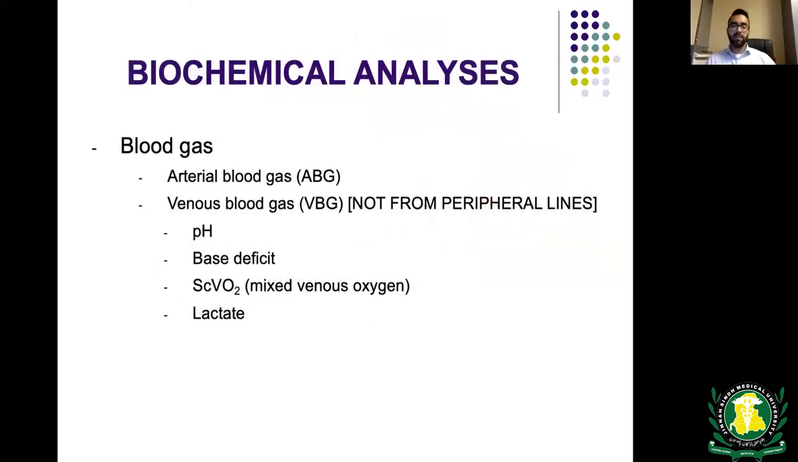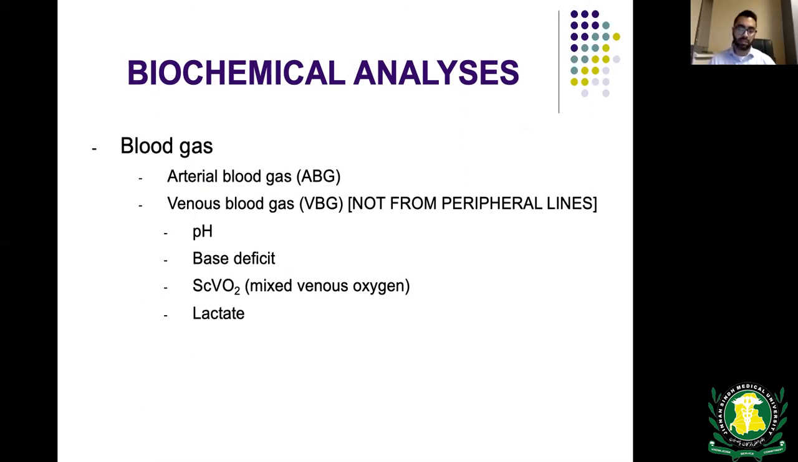And then lab-wise, I think the most important ones are your blood gases, both arterial and venous blood gas. Now, this is not the venous blood gas that you get from your peripheral lines. This is the venous blood gas that you get from your central axis. You want to measure these different parameters, the pH, base deficit, mixed venous oxygen, lactate, from the blood that is entering the right heart. Lactate you can also get from the arterial system, but the rest you need to get from the central line.